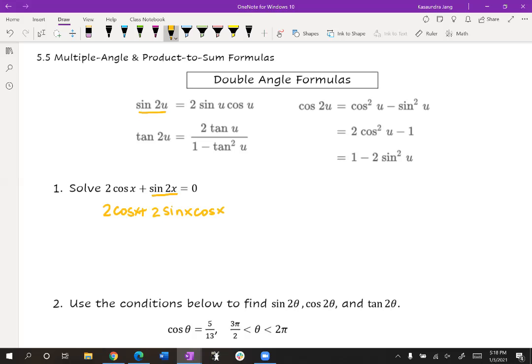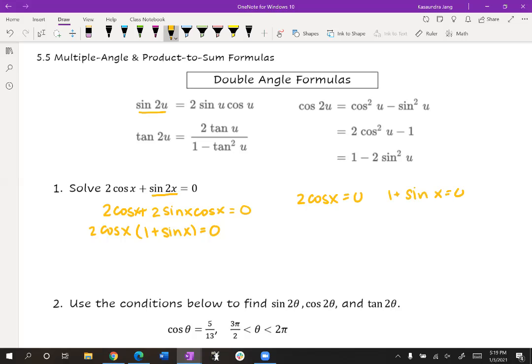And if I'm solving for this equation that all equals 0, I'm probably going to factor and set my factors equal to 0. So my GCF, my greatest common factor, looks like a 2 cosine of x. And then I've got 1 plus sine x left. All right, so if I set each of my factors equal to 0, then I get 2 cosine of x equals 0 and 1 plus sine of x equals 0.